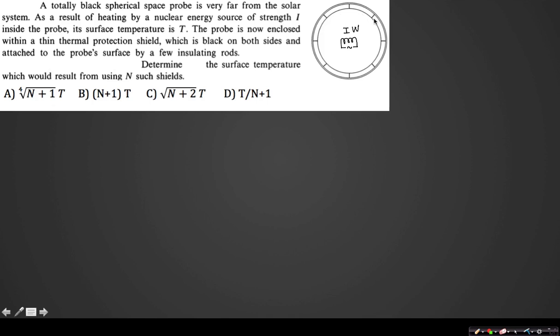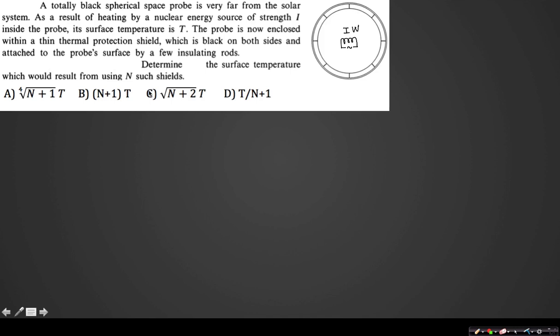Due to this, the temperature of the surface of this spaceship is temperature T. And this is a black surface, which means you can assume it is a black body. Now what you do is enclose this spaceship with a spherical black surface that is not touching the actual surface of the spaceship, and a few insulating rods separate this outer surface from the inner surface, and this is also a black surface. Now due to this, what will be the temperature change of the surface of the spaceship?